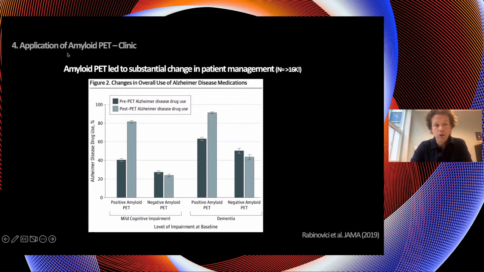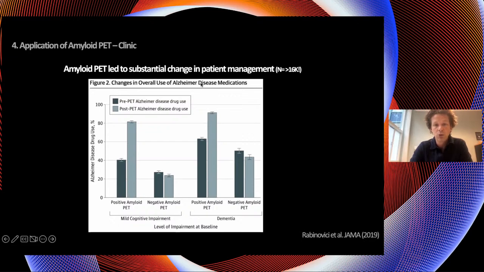Then, amyloid PET has been around since roughly 2010. This is a really big study performed in North America that included more than 16,000 individuals with MCI or dementia in a wide variety of clinics throughout North America. And they actually did a post-diagnosis amyloid PET scan. So there was first the diagnostic process, then an amyloid PET scan, and then they evaluated the potential changes of amyloid PET on a change in management.